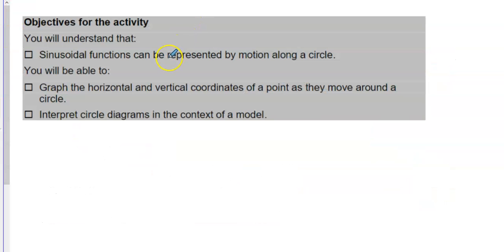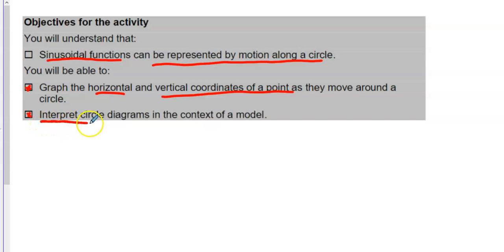The objectives for the activity. In this activity, you will understand that sinusoidal functions can be represented by motion along a circle. You will be able to graph the horizontal and vertical coordinates of a point as they move around a circle. And you will be able to interpret circle diagrams in the context of a model.